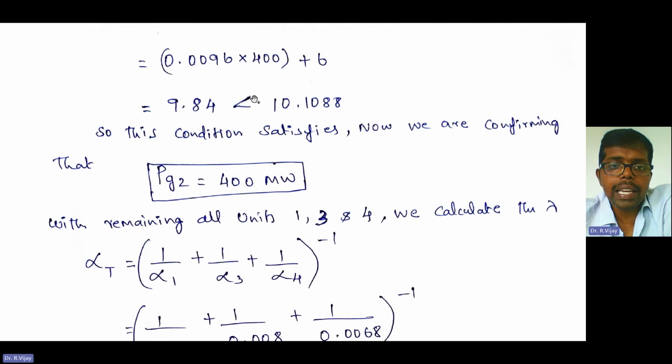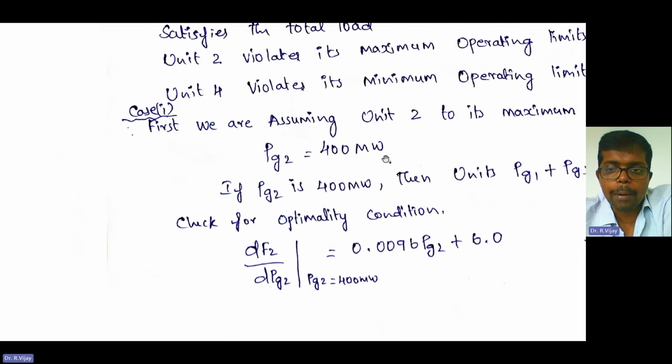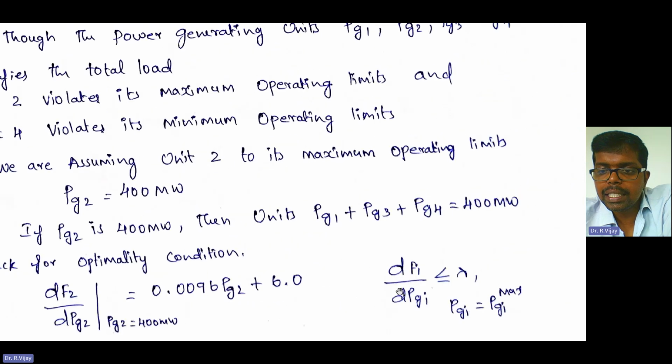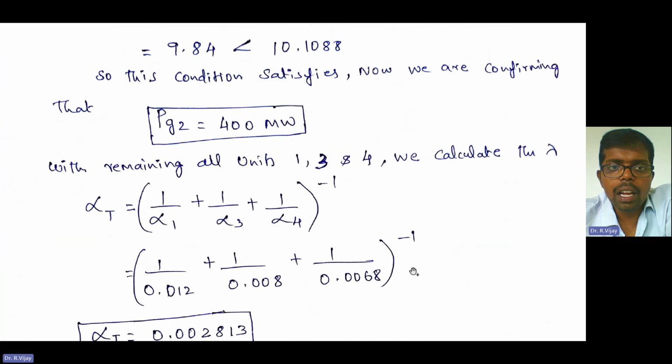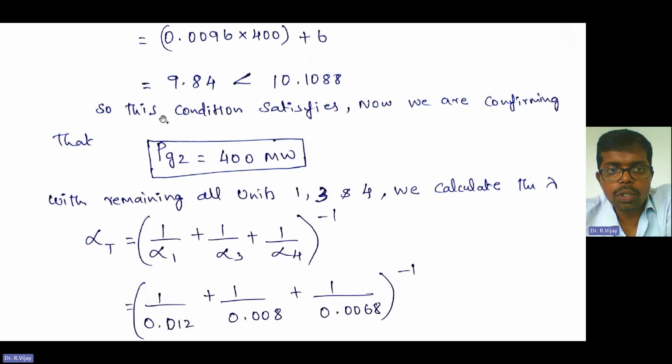So 9.84 is less than 10.1088, that is lambda. This is the condition: dFi/dPGi is less than or equal to lambda. The answer we are getting, 9.84, is less than lambda, so this condition is satisfied. Now we are confirming that PG2 is 400 megawatt. You should not just fix it like that; you need to satisfy the optimality condition.